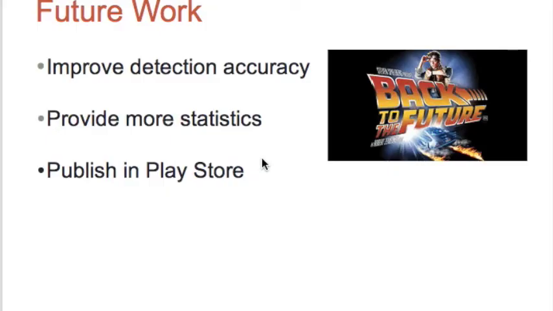Going forward, we would like to improve the detection accuracy of our app. Although it works pretty well right now, sometimes if you say things like "um" versus "um um," it won't catch the second one. We would also like to provide better, more useful statistics for our users. Lastly, we would like to publish this app on the Play Store so everyone can use it. We hope you do too.